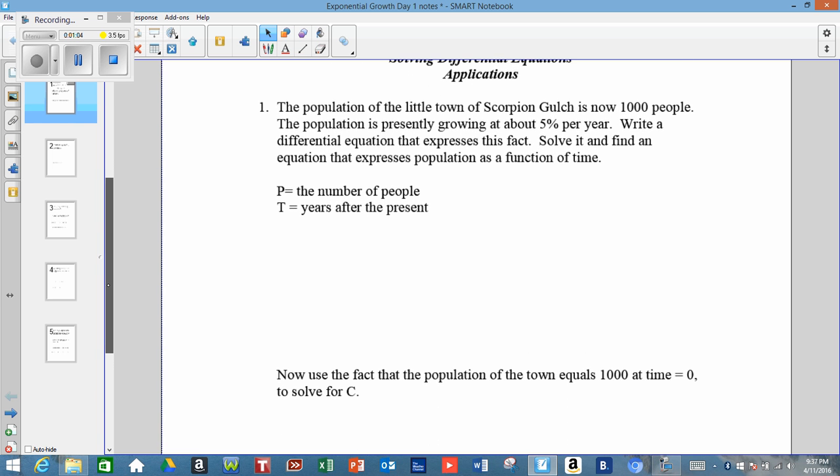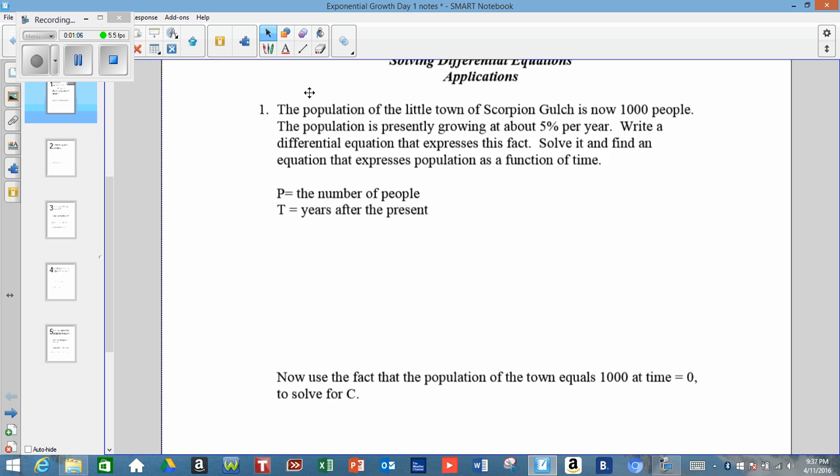All right. So the first one: the population of this little town of Scorpion Gulch is 1,000 people. The population is presently growing at 5% per year. Write a differential equation that expresses this fact. So it's asking us to write a differential equation. That means we're going to write something with a derivative in it. Solve it and find the equation that expresses the population as a function of time. So let's take this a couple pieces at a time.